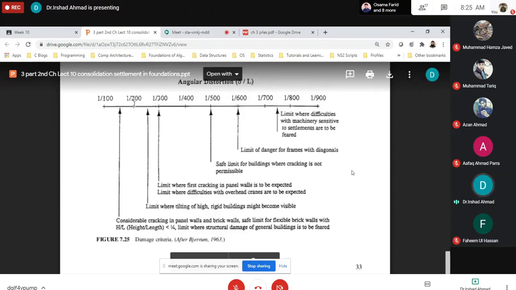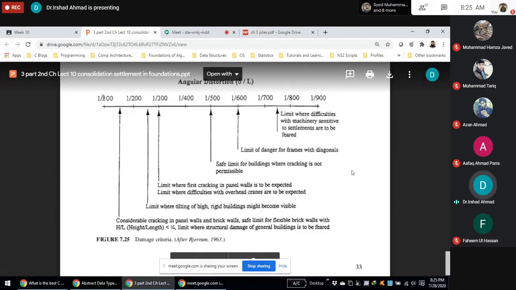Limits of acceptable differential settlement for different types of structures. What is 1 over 100? 100 is the horizontal length between the two foundations, for example, and 1 is the difference in the settlement. So if two foundations are 100 feet away, 1 by 100 means there is 1 foot of difference in their settlement, right?